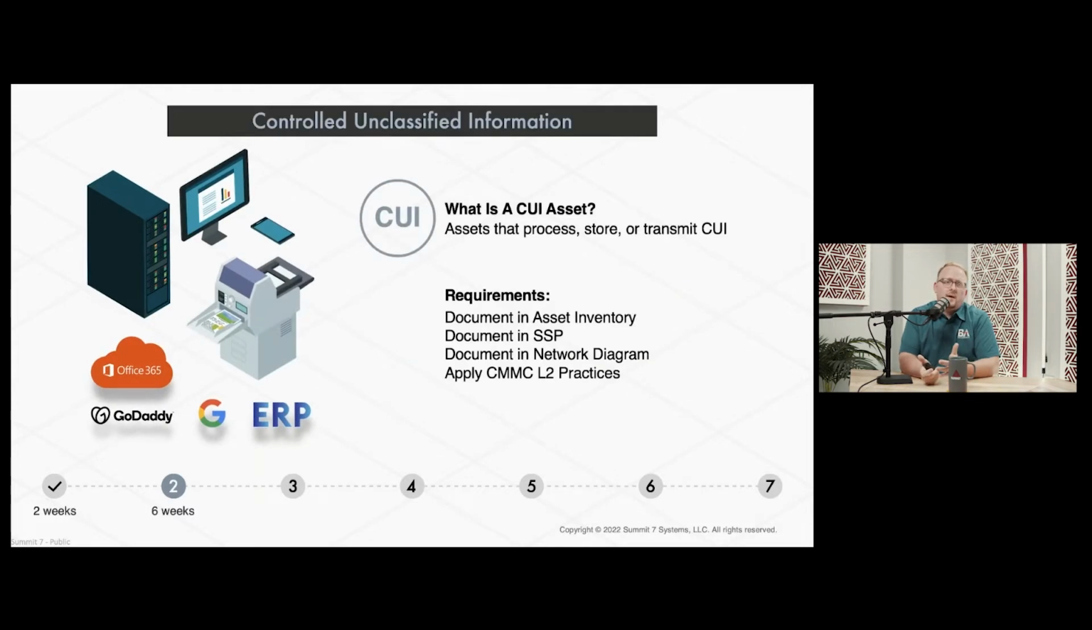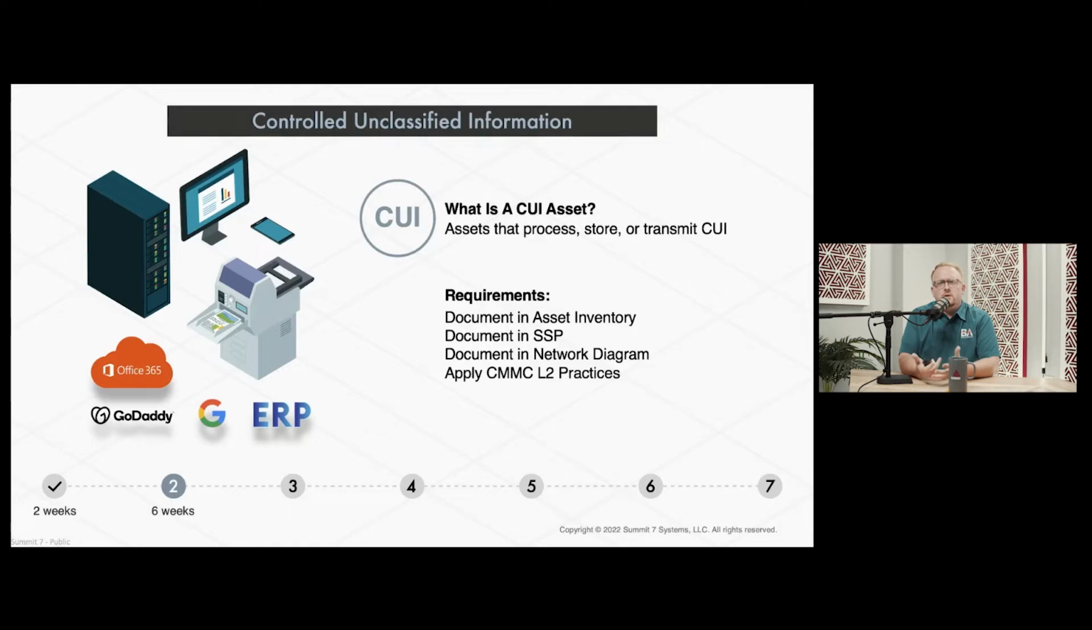So what is a CUI asset? An asset that processes, stores, or transmits controlled unclassified information, or CUI. So on the left-hand side here, you see some examples. We have servers and printers and mobile phones and different cloud services, even local on-prem applications like ERP systems that you might have.